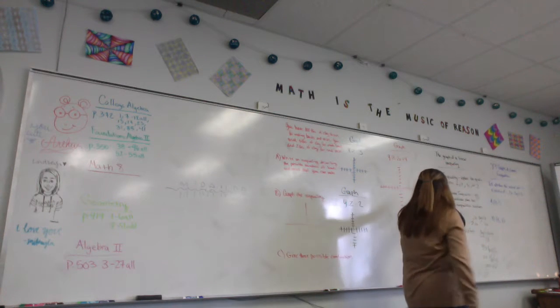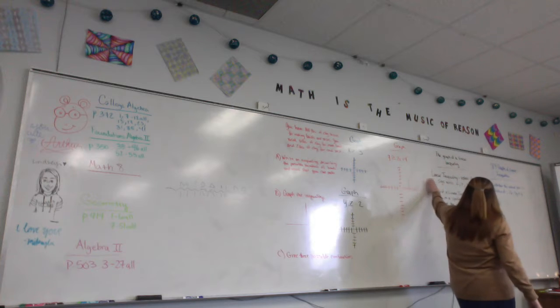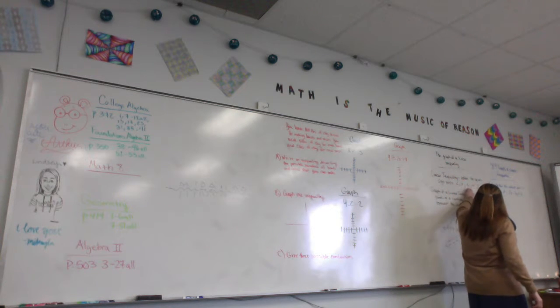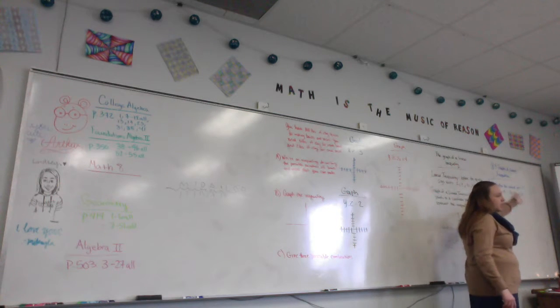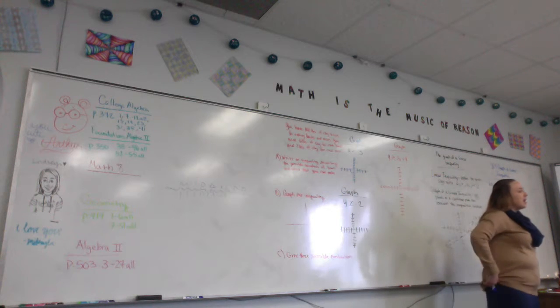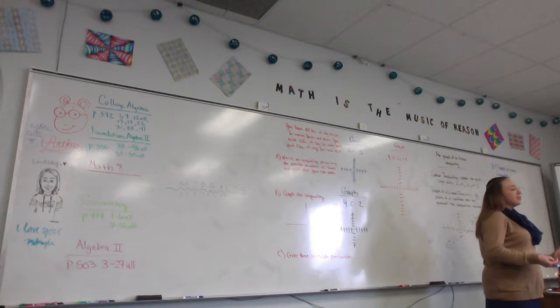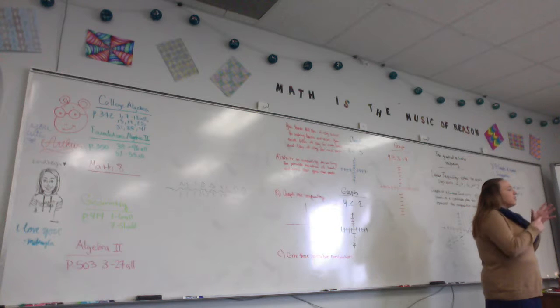A linear inequality replaces the equal sign with less than, greater than, less than or equal to, or greater than or equal to. We're going to talk about how to graph them. They graph the same way as linear functions, but we just have to tweak a couple little things.